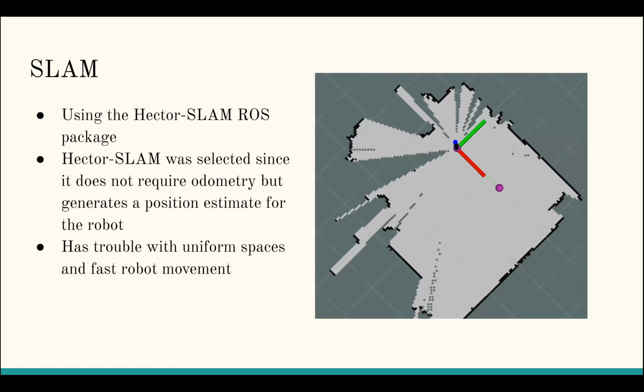motion. Because Hector SLAM doesn't have an odometry estimate, it does have some trouble with a jerky robot moving. The map will get unaligned. So we sort of had to account for that within our algorithm.